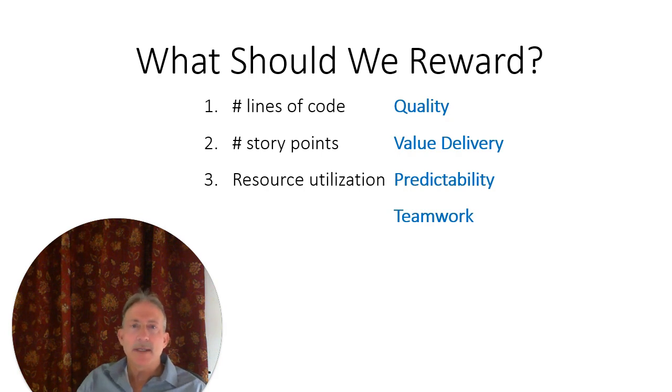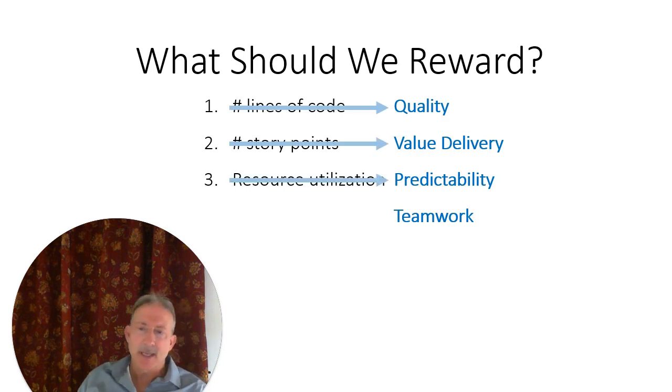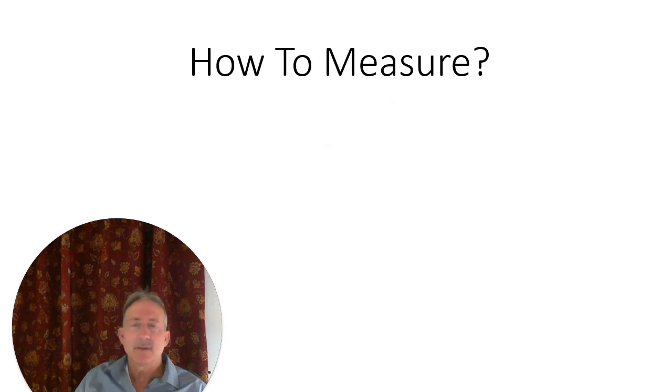And along with that, I'd like to add teamwork. Now, this becomes even more powerful when Susie helps out her teammates, and so helps them become predictable. So as a team, they're more predictable. So let's take the vanity metrics and let's replace them with these good behaviors. These are the ones we want to measure. Now, having said that, how do we measure them?